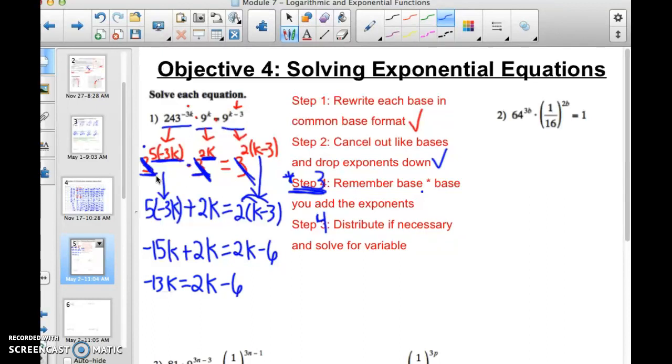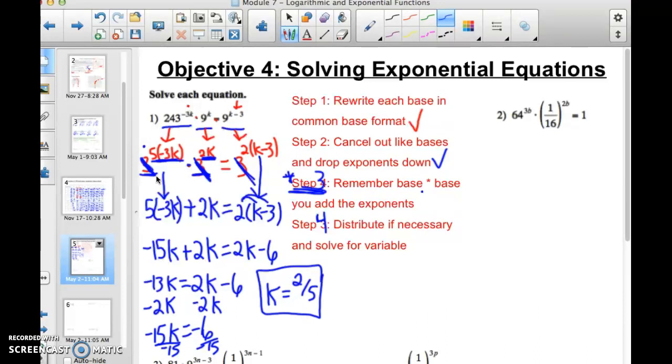The k's are on the left-hand side, and so I'm going to move all of them over there. I'm sorry, the numbers are on the right-hand side, so I'm going to move letters on the left-hand side. I'm going to subtract 2k from both sides, so I get negative 15k equals negative 6. And then I divide by negative 15, divide by negative 15. Negative 6 divided by negative 15 becomes a positive 2/5. So k equals 2/5. And that is how I solve exponential equations.